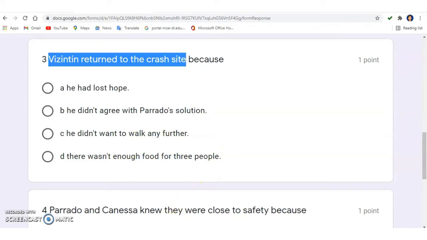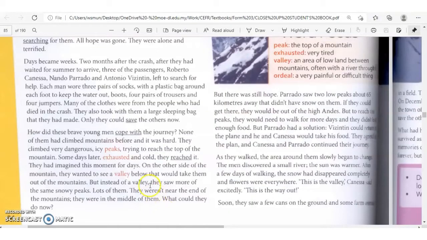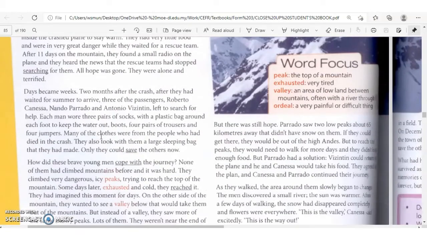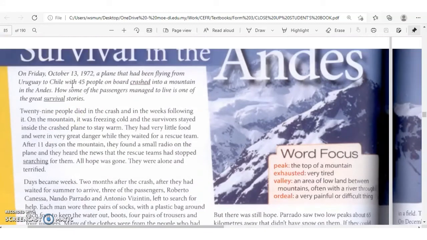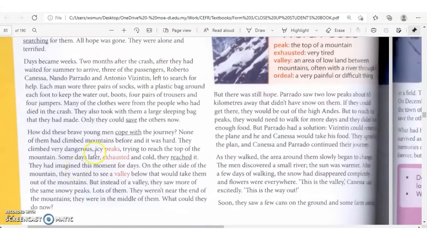Okay, so now let's find out in the text. Okay, which paragraph talks about Byzantine returning to the crash site? Okay, so we have read through paragraph 1, 2, 3, and 4. So now we continue with the next paragraph. But there was still hope. Peredor saw 2 low peaks about 65 kilometers away that didn't have snow on them. If they could get there, they would be out of the high Andes. Okay, so just now we mentioned that they were disappointed. But now in this paragraph, they see that there was still hope.